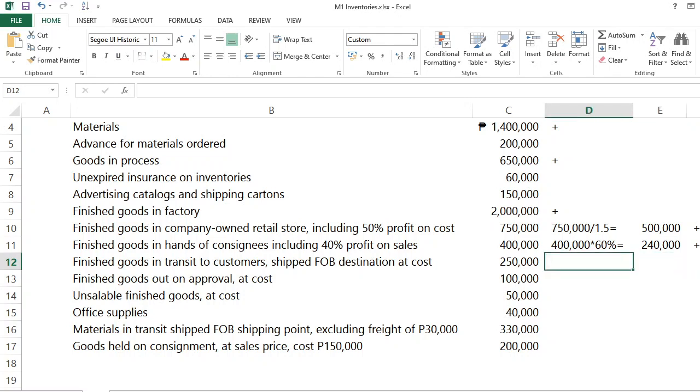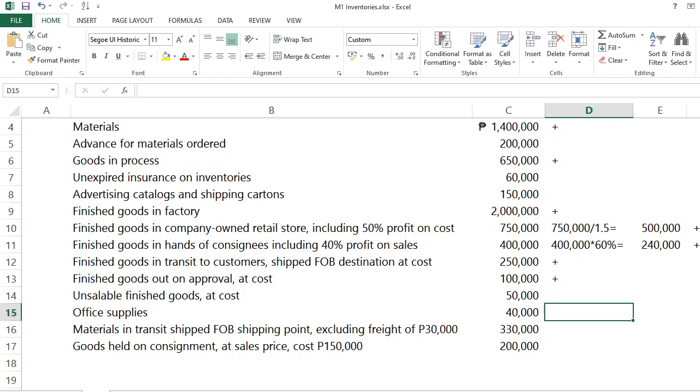Next, finished goods FOB shipping point. I mean FOB destination. Kinsa ta dire? Kita si seller. Medyo nalibog na ako. Inhale, exhale. Proceed. Kita si seller, nagbaligya tag FOB destination. So if it is FOB destination, kitay mo sagot. Finished goods out on approval. So pag out on approval, dili pa sure kung palito ni buyer or ni customer. So add. Unsaleable. Unsaleable naman pala, di wag mo isali.